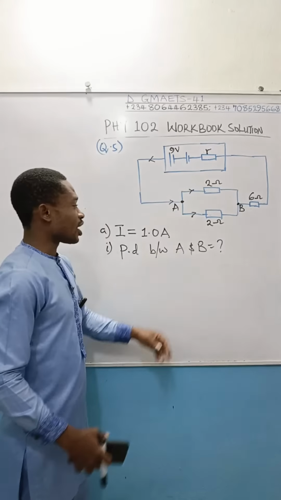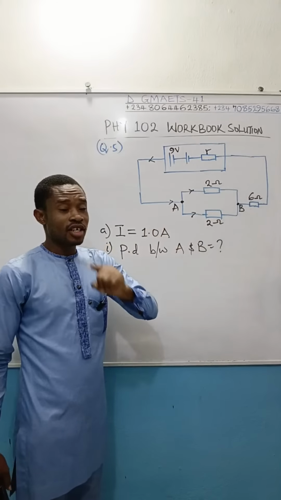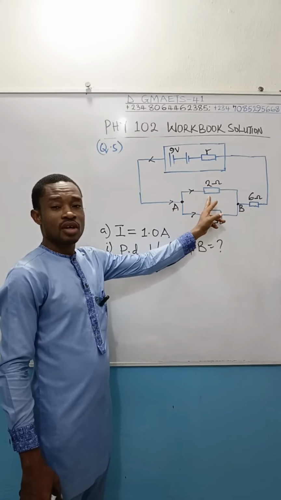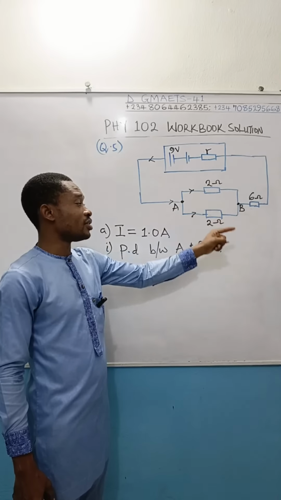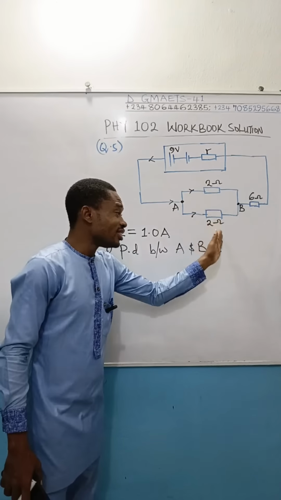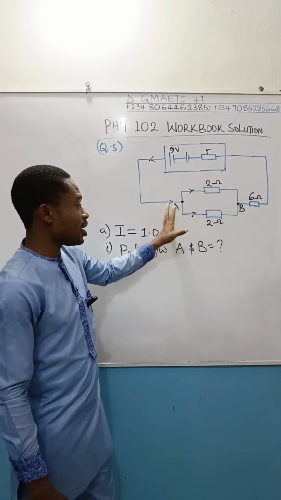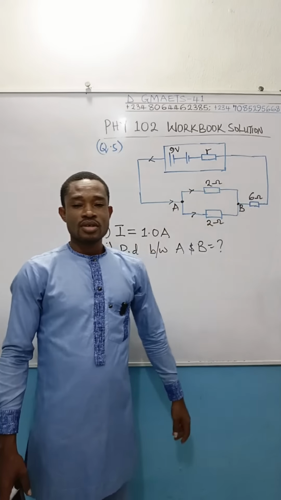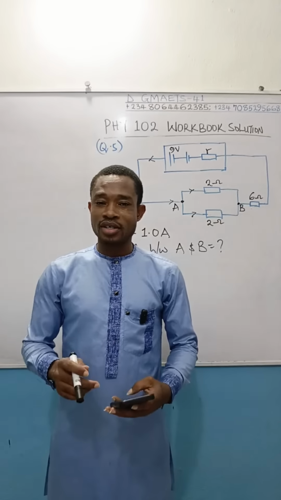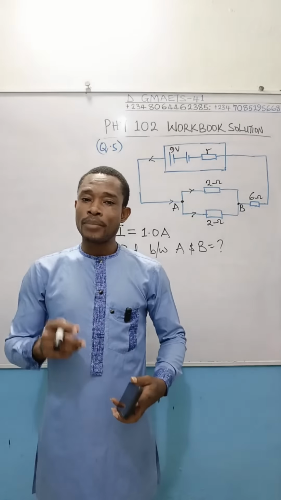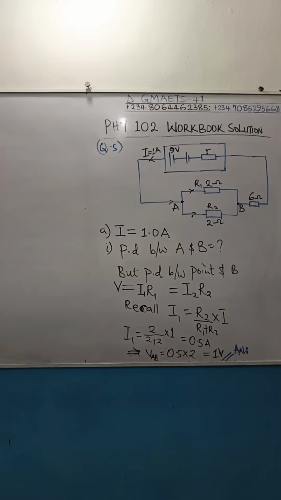Okay, let us move on and calculate the potential difference. Like I said, if you get a potential difference for this 2 ohms resistance, you have gotten the potential difference between A and B. The reason I have said before is that parallel circuits have the same potential difference.